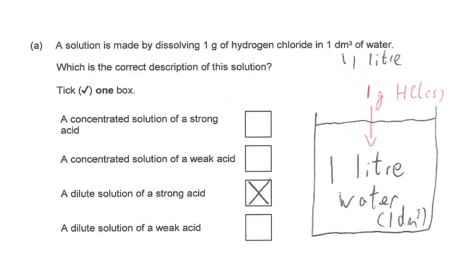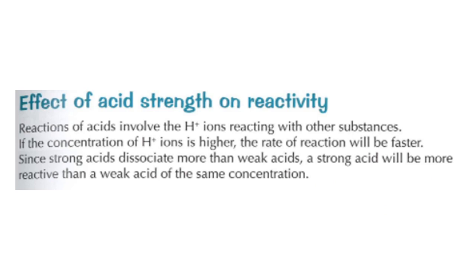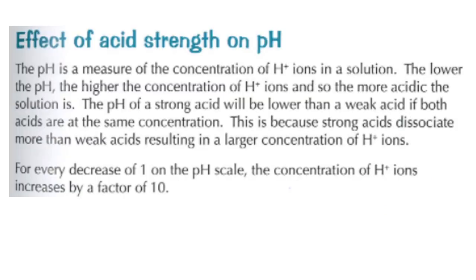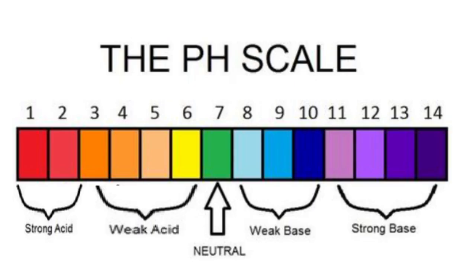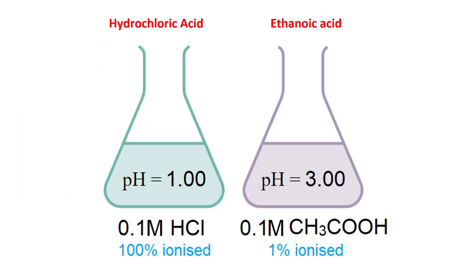So here is an example. 1 gram of hydrochloric acid put in a litre of water would be a dilute solution of strong acid. Effective acid strength and reactivity, it's pretty easy. The stronger the acid, the more reactive it will be. So you have this kind of like strong acid, weak acid territory. Neutral is water at 7, and then going from weak base to strong base.